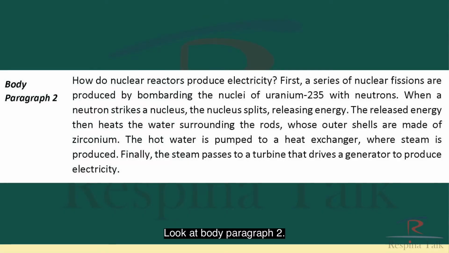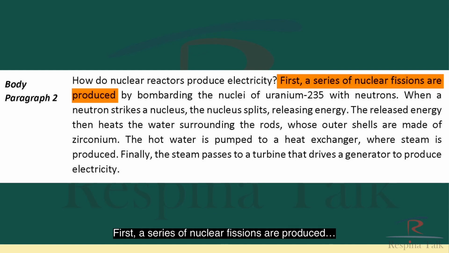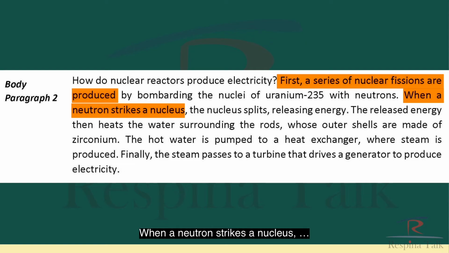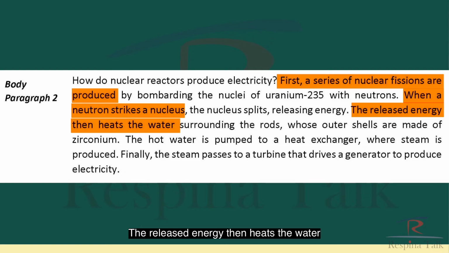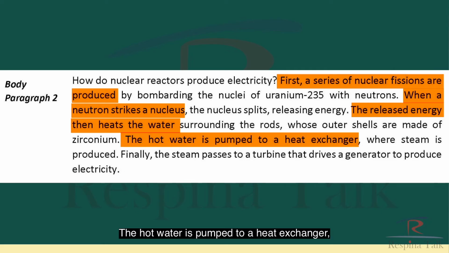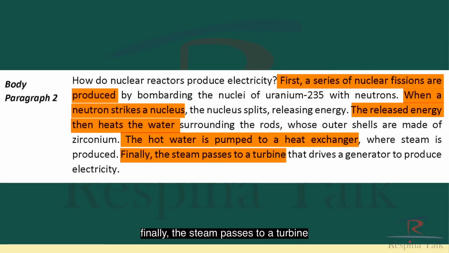Look at body paragraph 2. First, a series of nuclear fissions are produced. When a neutron strikes a nucleus, the released energy then heats the water. The hot water is pumped to a heat exchanger. Finally, the steam passes to a turbine.